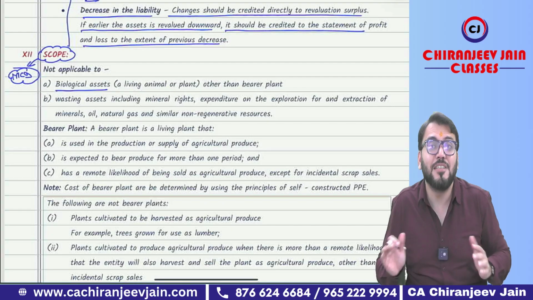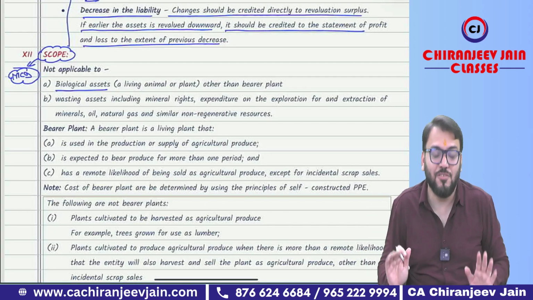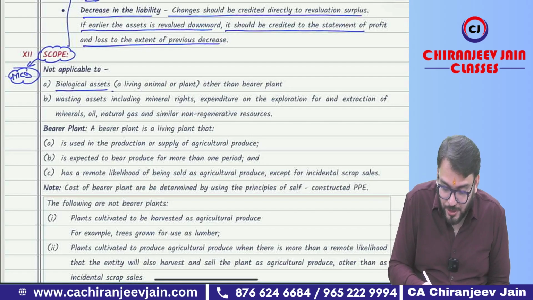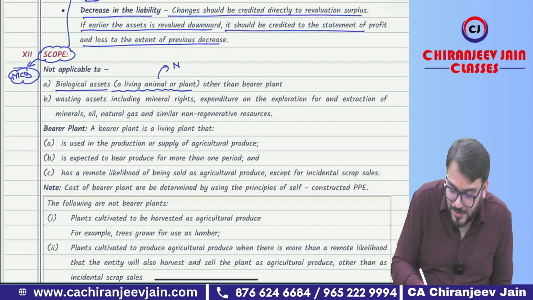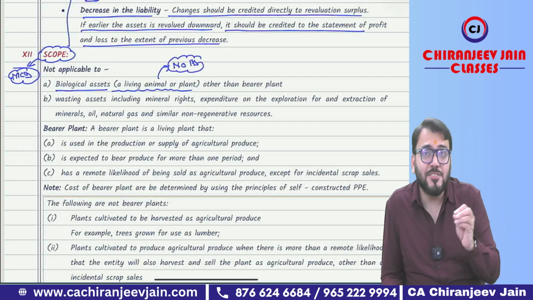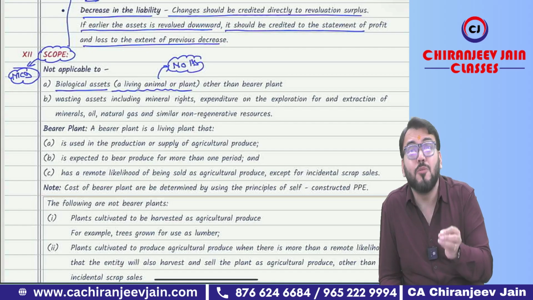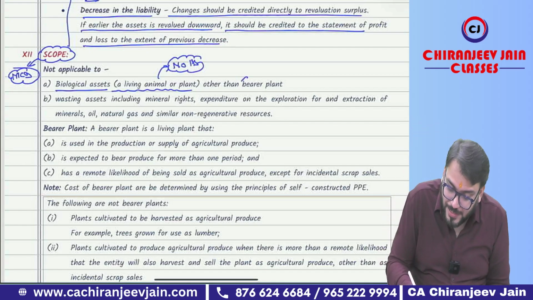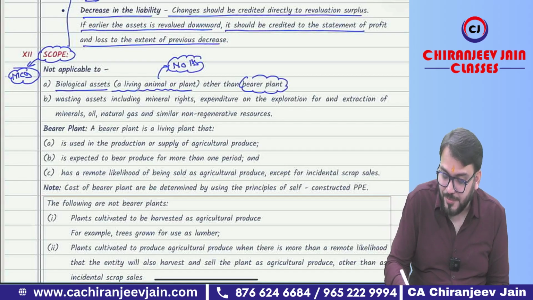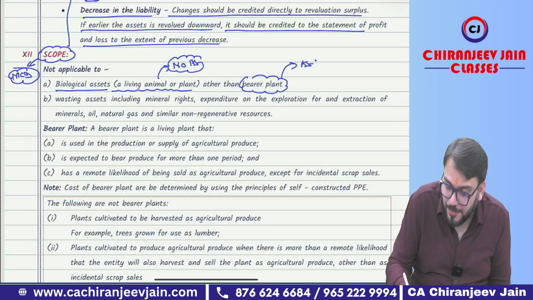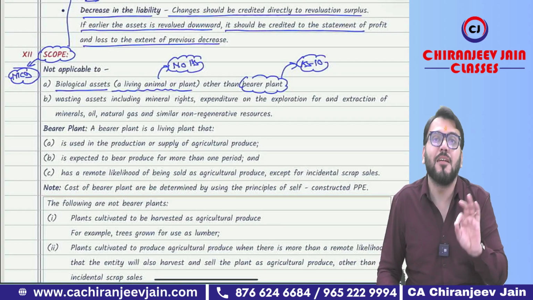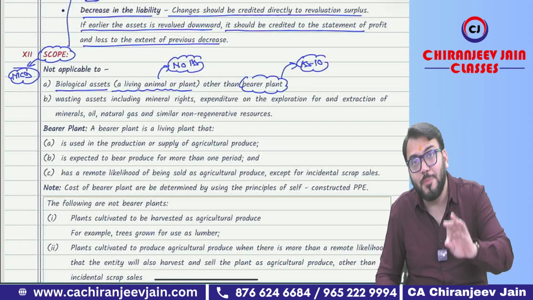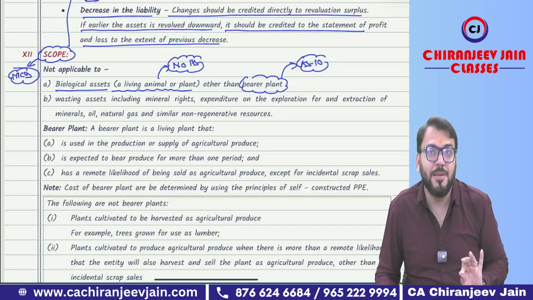Which accounting standard is applicable? There is no accounting standard as such right now. So for biological assets, which means any living animal or plant, AS10 is not applicable. But AS10 says that it will be applicable to bearer plant. Bearer plant is also a biological asset, but for bearer plant, AS10 is applicable. It means AS10 is not applicable to all biological assets other than bearer plant.